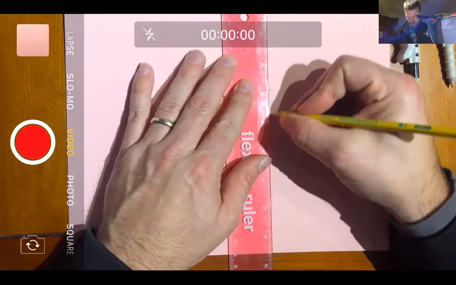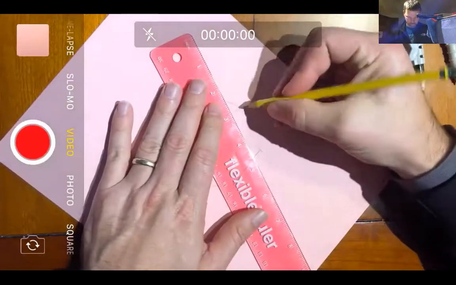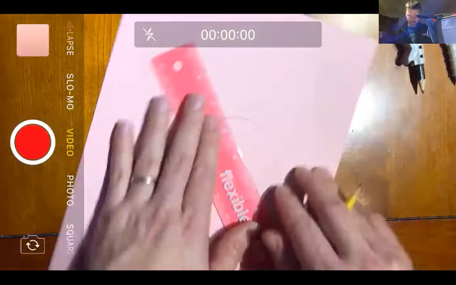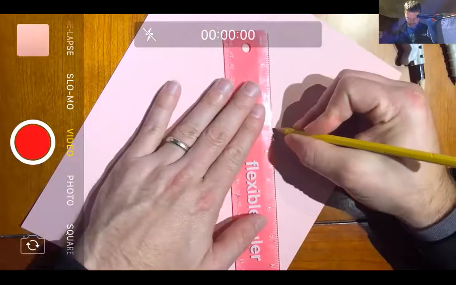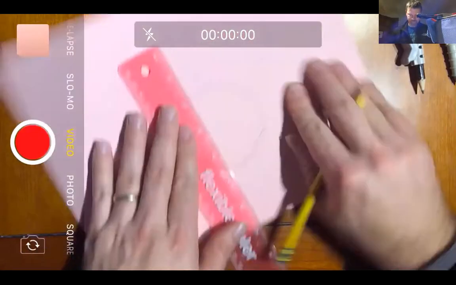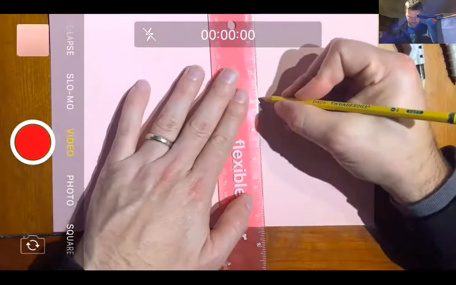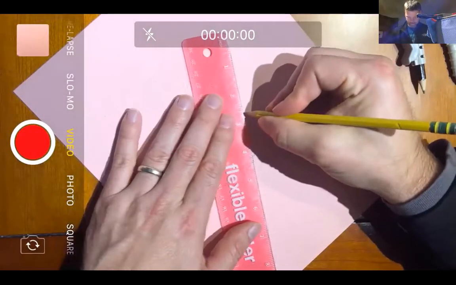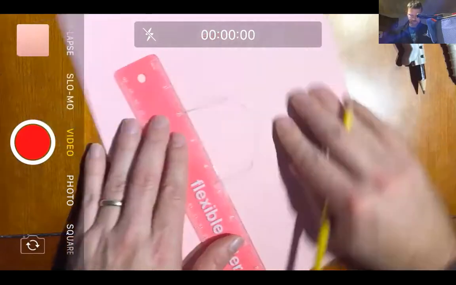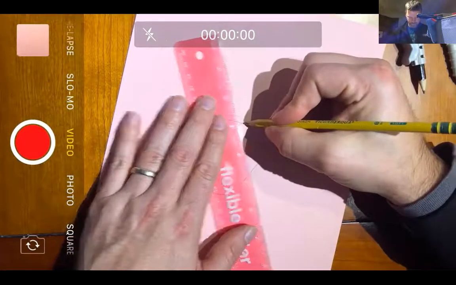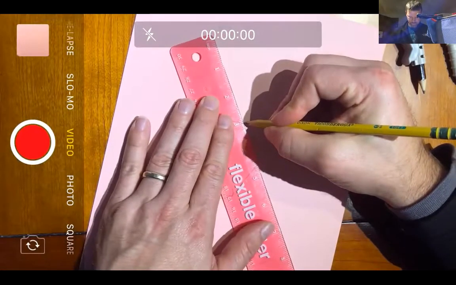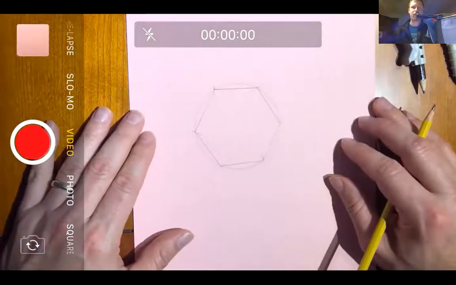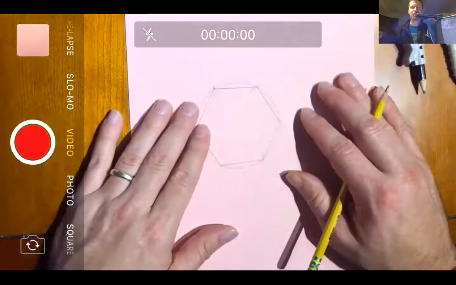There's 1, 2, 3, 4, 5, 6 sides of equal length. Regular hexagon. All there is to it.